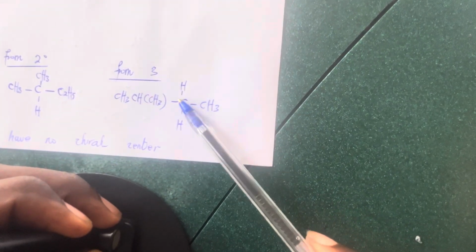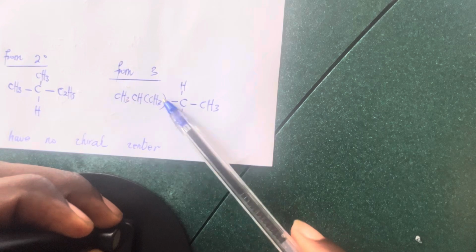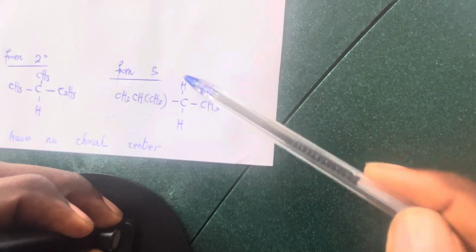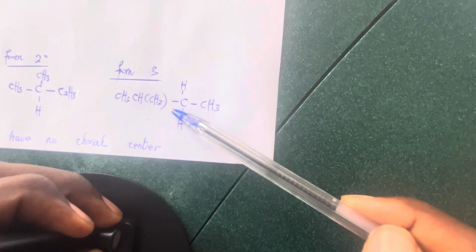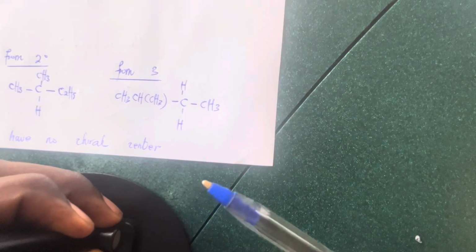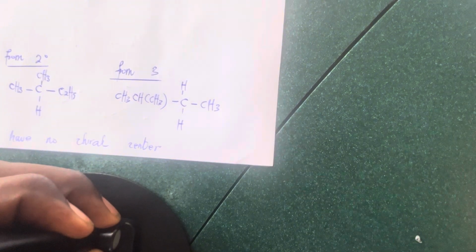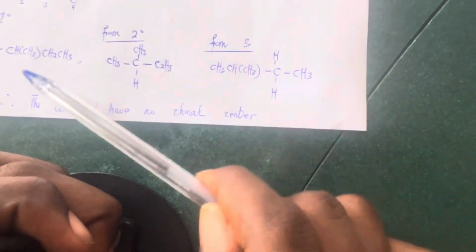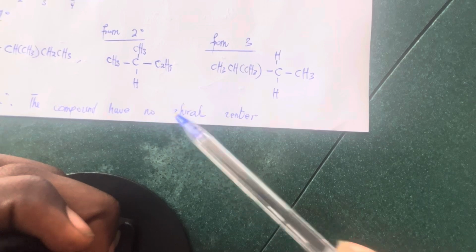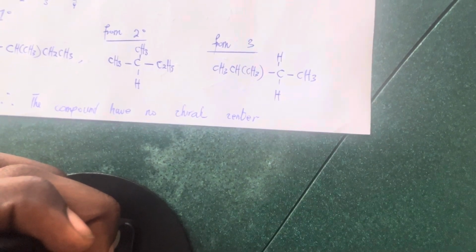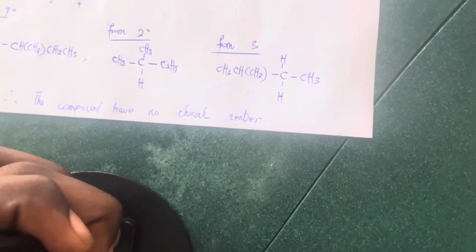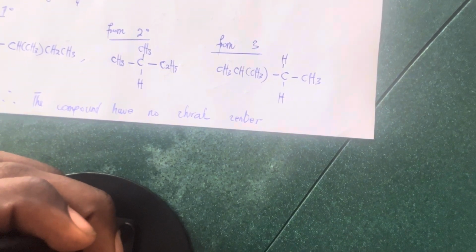When we come to the third carbon, this is the structure. This one is different from this, but at the end, there are 2 hydrogen atoms bonded to the carbon. For that matter, we are not going to consider it as a chiral center. If you move on further, you will notice that the compound does not have a chiral center. So a compound like 2-methyl-butane does not have a chiral center.